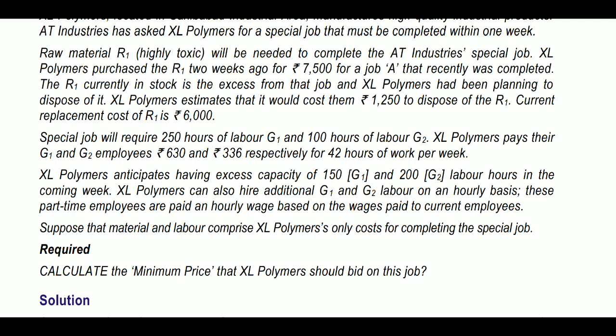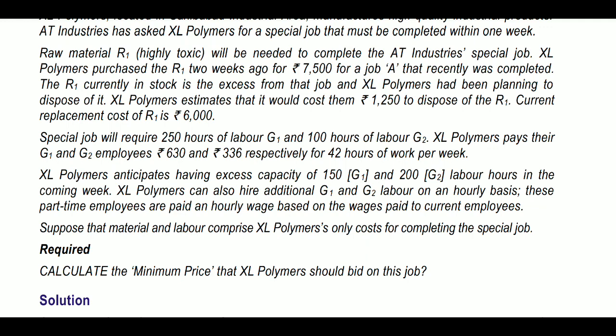Next, Excel Polymers anticipate having excess capacity. We have excess capacity from G1 of 150 hours. So we require 250 hours and we have 150 hours, so we only need to pay for 100 hours. Next, in G2 we require 100 hours and we have 200 hours, so we have excess hours. So we do not have to pay anything for G2. We only need to pay G1 for 100 hours.